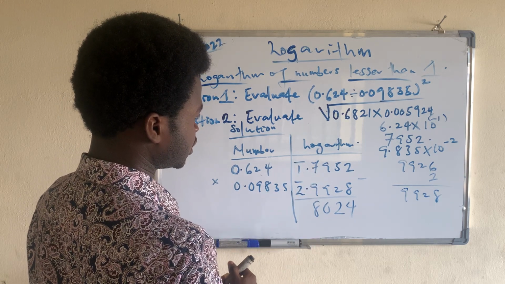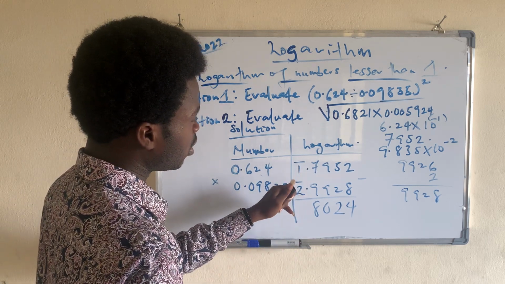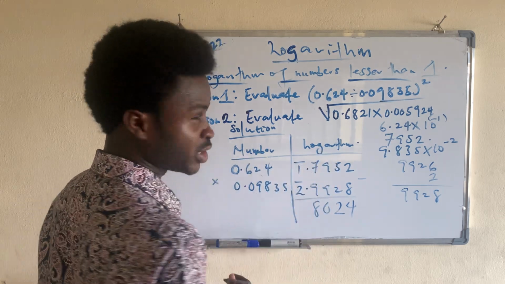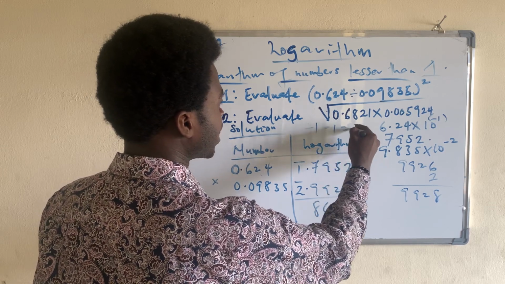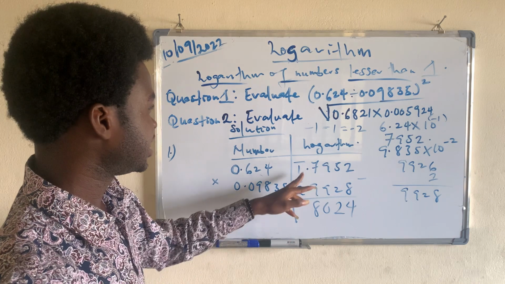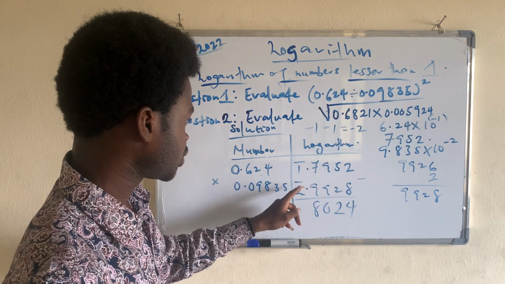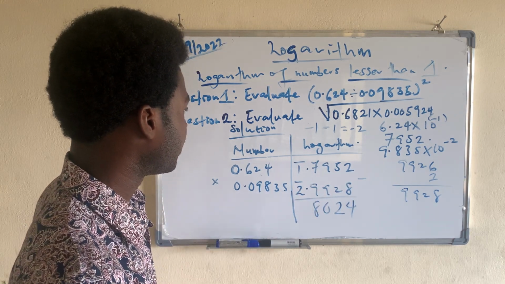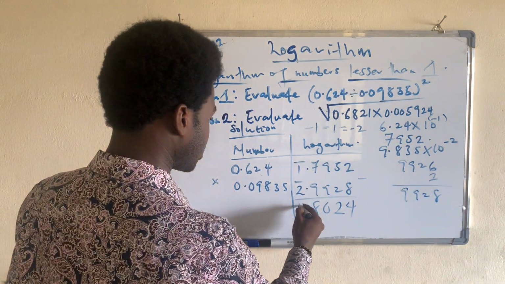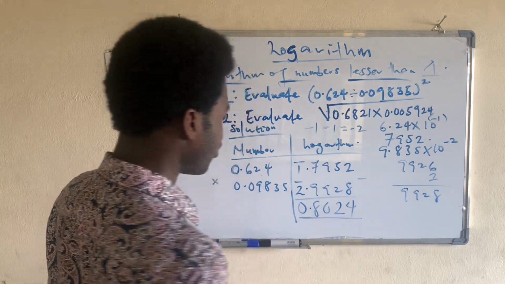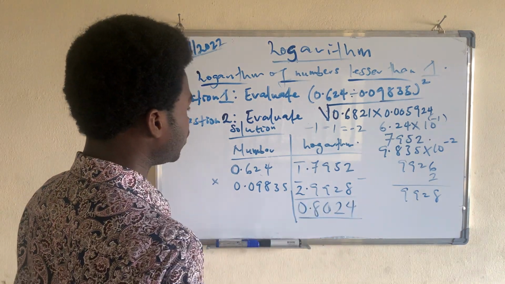17 minus 9, yes, that is 8. So here is now minus 2 because we borrowed minus 1 here. We have minus 1, we take away minus 1 from it. So minus 1 minus 1 is minus 2. So this is now minus 2. So minus 2 minus 2 will give us minus 2 plus 2, which is 0. So it implies this is 0. So I have 0.8024. So this is the value we have here.